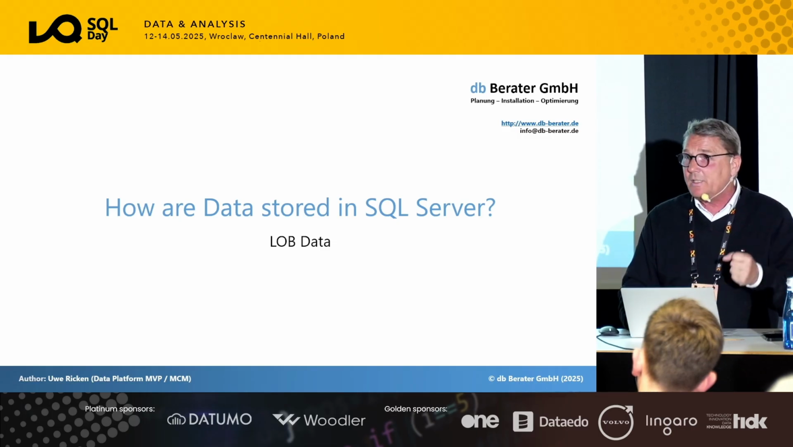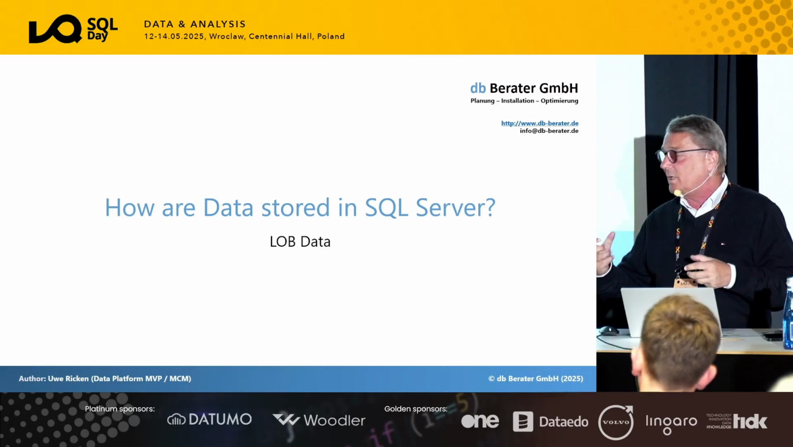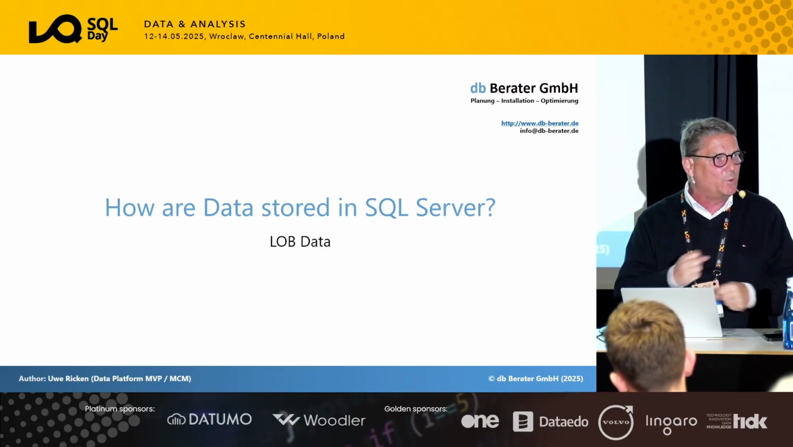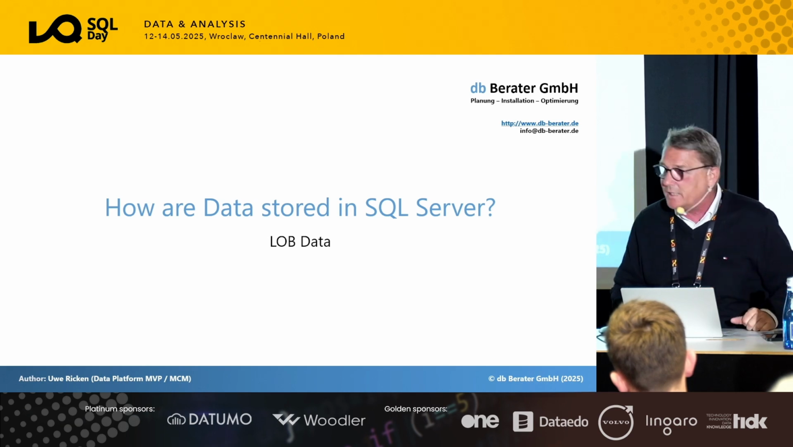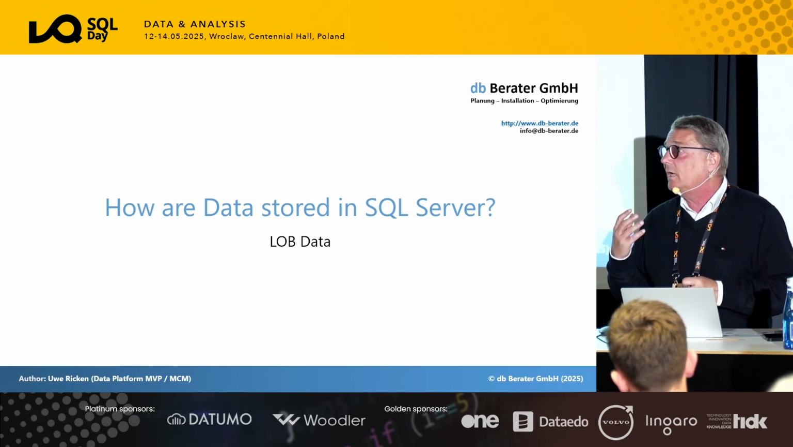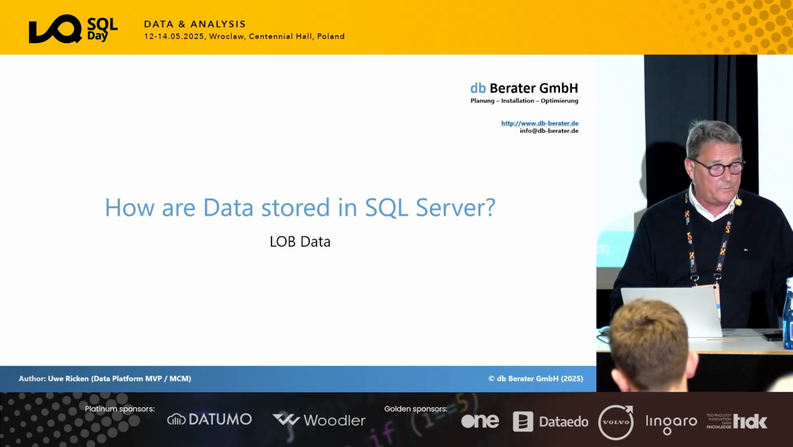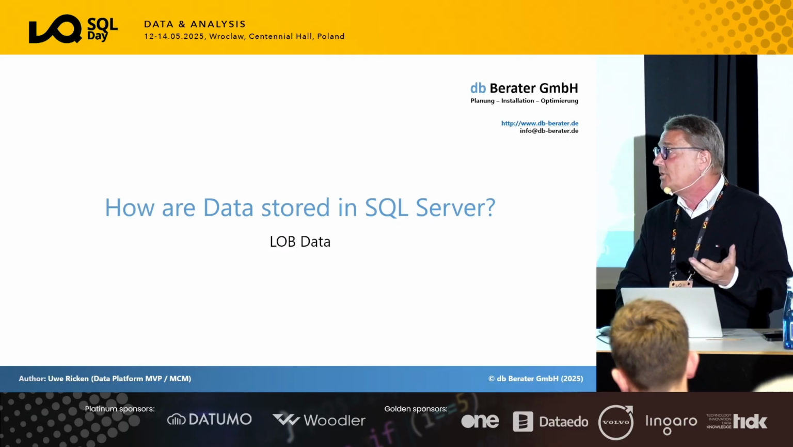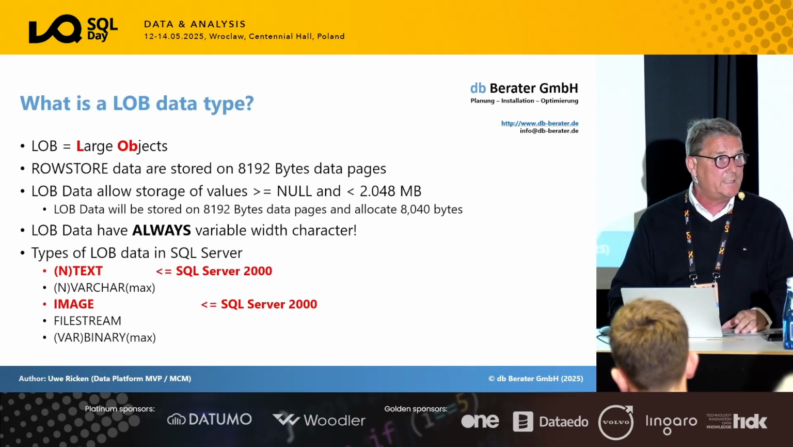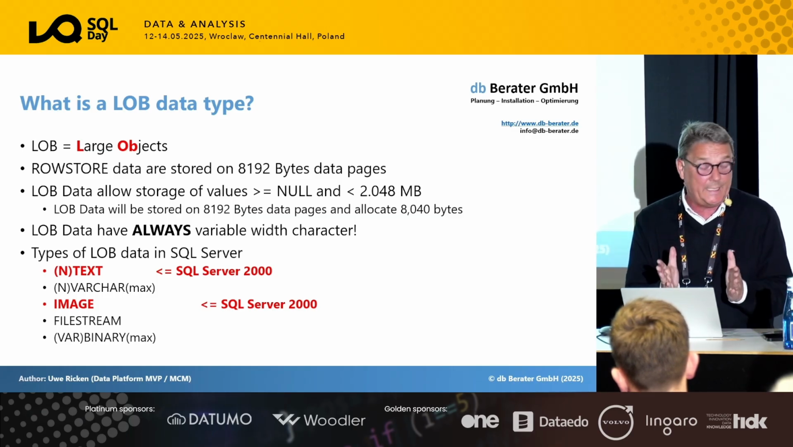So now it comes to the fun part, the LOB data. Everybody of us wants to store pictures, documents, PDFs, whatever. Fun fact, it's not. But what I see very, very often now in modern times is people are storing lots of JSON. JSON, XML, all these kinds of data are normally stored in varchar max fields. And varchar max is LOB data. Varchar and nvarchar, that's LOB data.